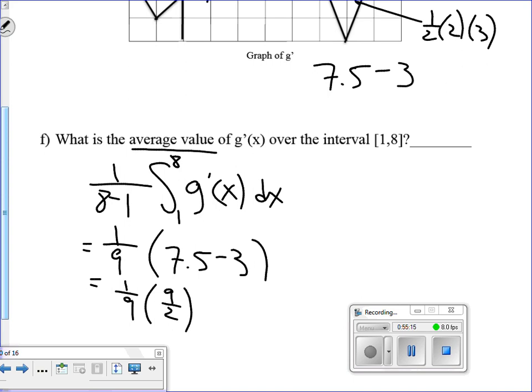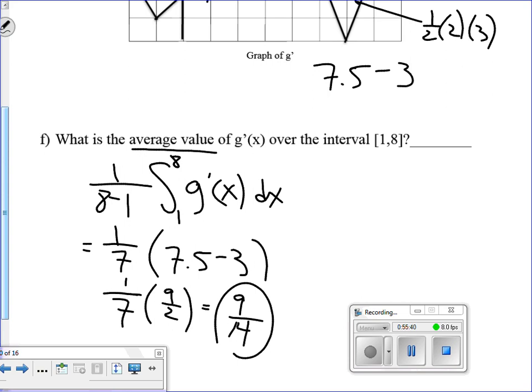Oh, 8 minus 1 is not 9. Sorry, kids. I was thinking the last problem was 8 minus -1. So that makes a difference. So it's 1/7 times 4.5, or 9/2. So we get 9/14 for the average value of g prime.